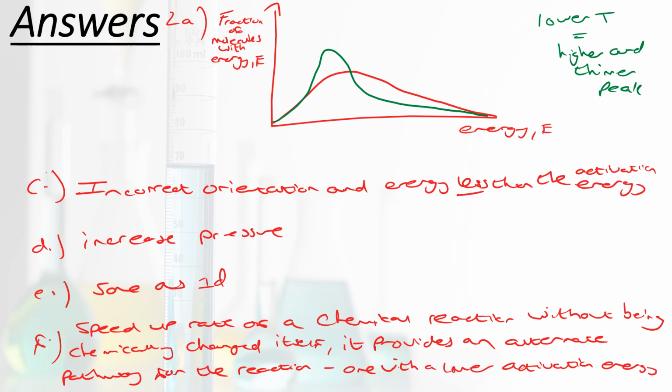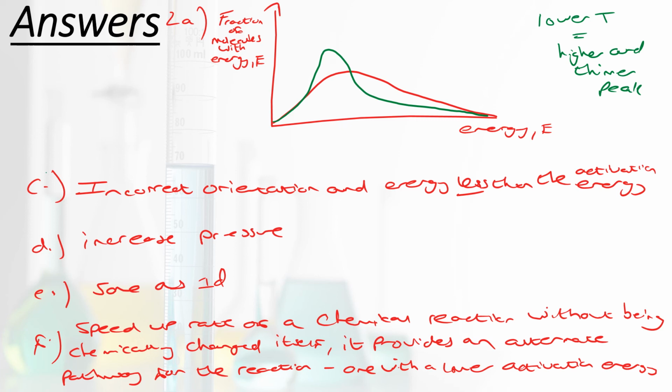The second was to draw a curve for a lower temperature. So we said that at a higher temperature, the curve becomes slightly broader, goes to the right, and it becomes flatter. Well, the opposite is true for a lower temperature. The peak becomes slightly higher, and the peak becomes thinner. So this is the curve that I've shown in green. You can see our peak's higher up, and it's also further to the left on the energy axis.